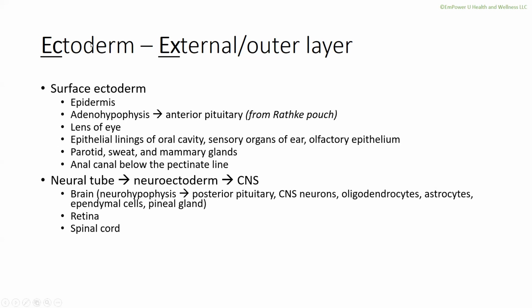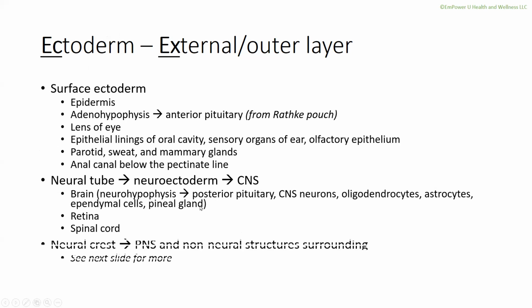This is all from ectoderm tissue, ectoderm germ layer, specifically arising off of the neural tube, which is a part of the ectoderm. This is all ectoderm: surface ectoderm, neural tube ectoderm. And then we have our neural crest cells, which I mentioned before. These are our peripheral nervous system cells, as well as some non-neural structures that surround the peripheral nervous system. We're going to look at those structures on the next slide. But again, all three of these come from the ectoderm. So it's important to know they all have the same germ layer. They just form some secondary structures that are slightly different in development.